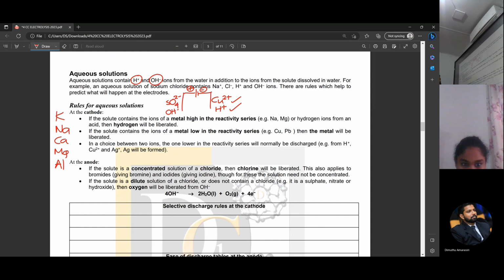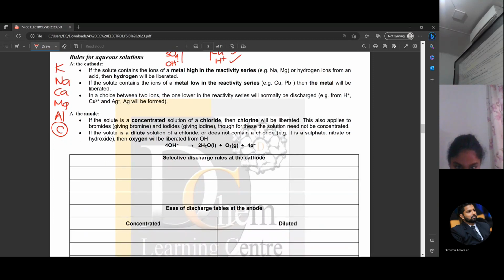After that, we have one of the non-metals, carbon. Then zinc, iron, and tin. Zinc is used to galvanize iron, therefore zinc is more reactive than iron. So the only one you have to learn by heart is tin. Tin is below iron. That's it.